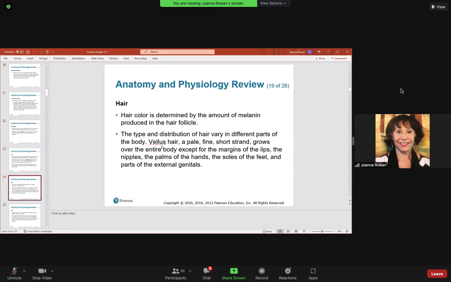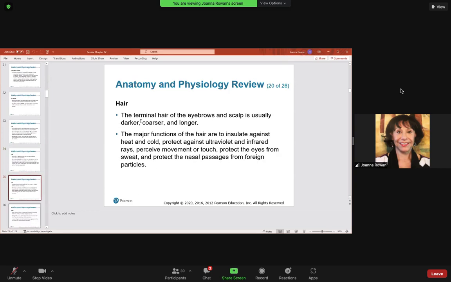Vellus hair is a pale, fine, short strand that grows over the entire body except for the margins of the lips, the nipples, the palms of the hands, the soles of the feet, and parts of the external genitals. So our whole body is covered with hair, which is called vellus. You cannot see it, but if you stand in the sun, then you can see it. Of course, we don't have hairs on the margins of the lips or the palms of the hands or soles of the feet and some areas of the external genitals. The terminal hair of the eyebrows and scalp is usually darker, coarser, and longer.